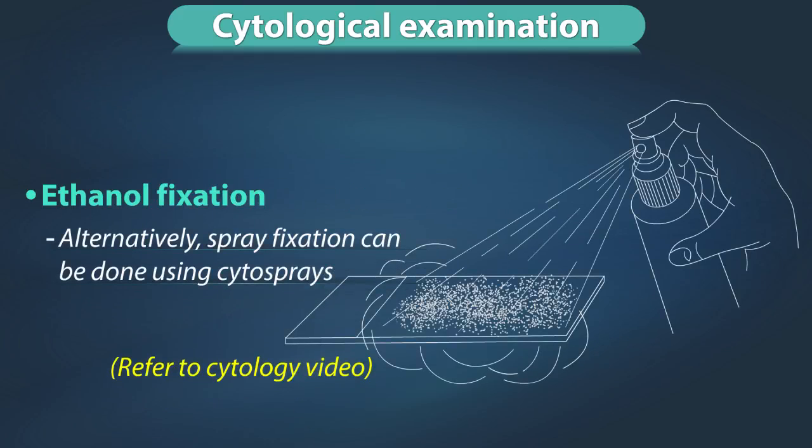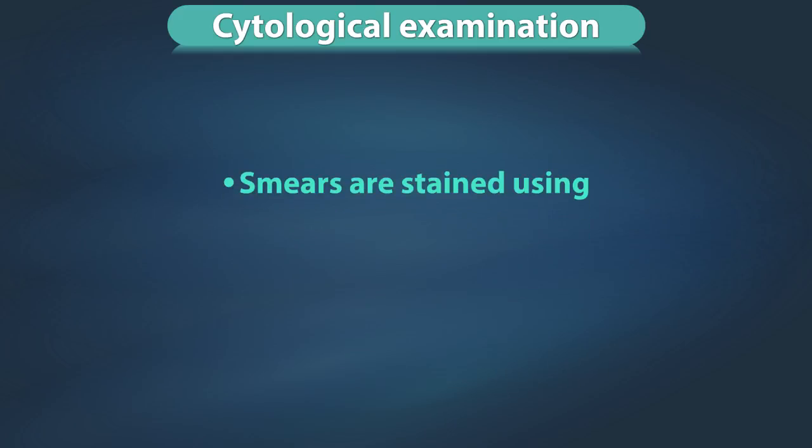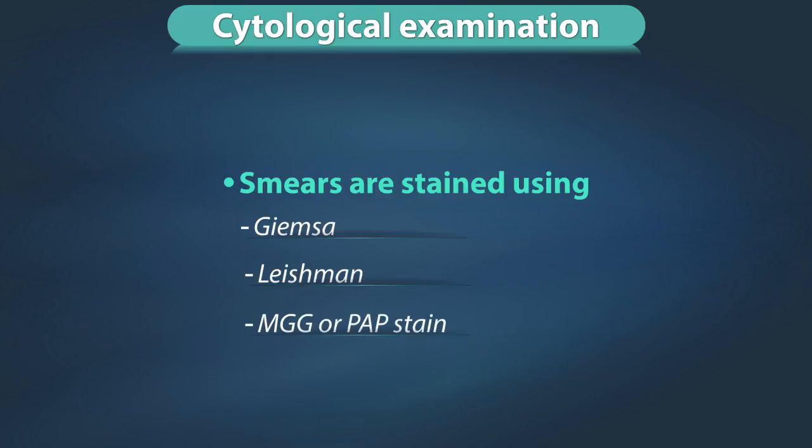Alternatively, spray fixation can be done using cytosprays. Please refer to the pap smear videos for detailed understanding of cytosprays. The smears are then stained using Giemsa, Leishman, MGG, or pap stain for microscopic examination.